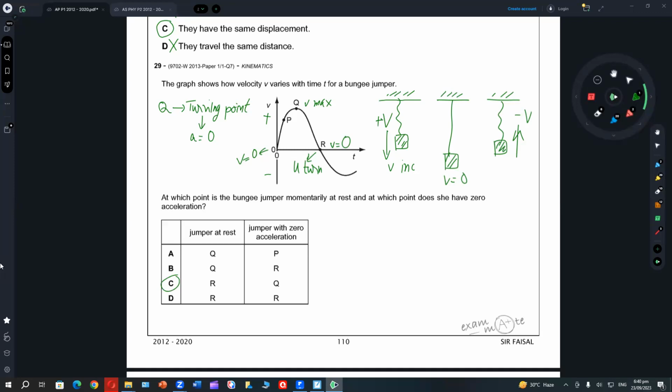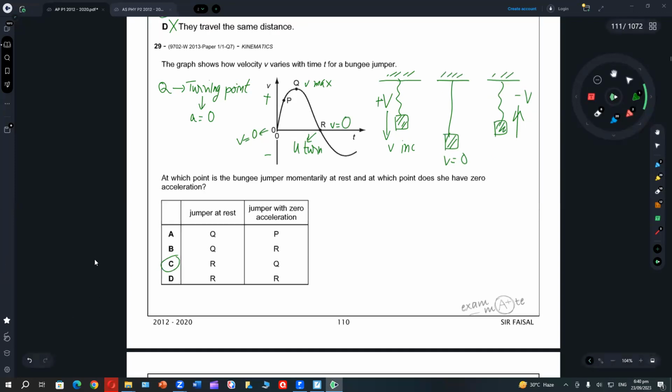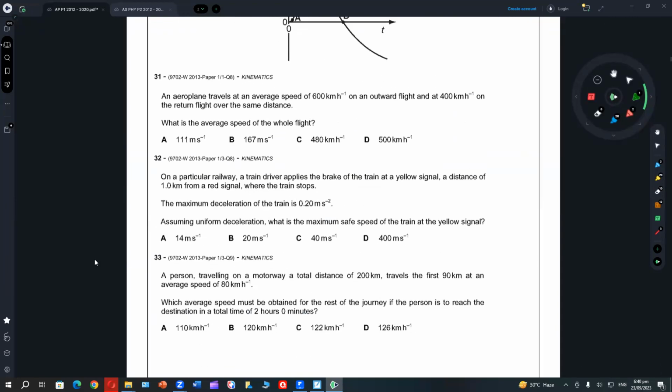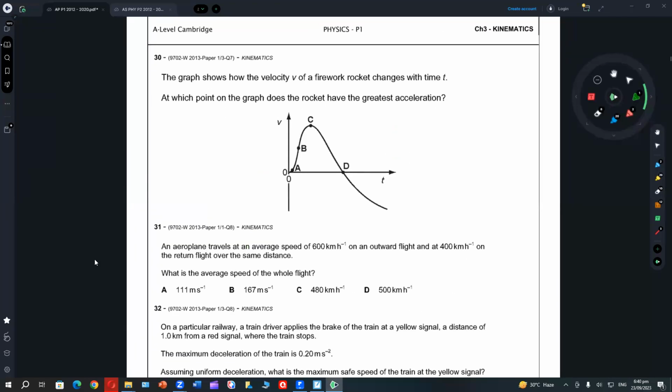But look at the size of effort needed to solve an MCQ. And sometimes people feel after doing some papers that paper 2 is more manageable as compared to paper 1. You need to think a lot.